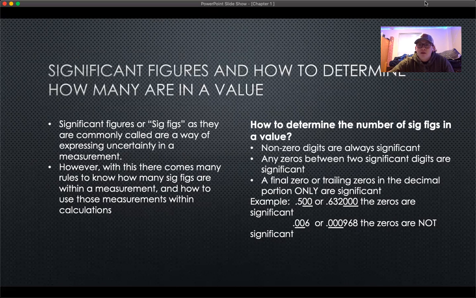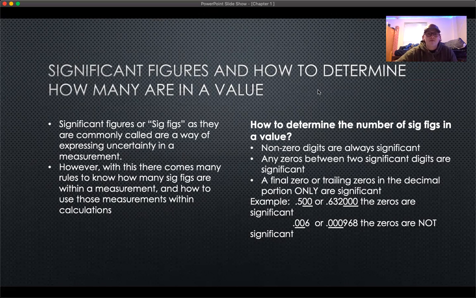Now, another tricky thing is significant figures and how to determine how many are in a specific value. Significant figures, or sig figs, as they are commonly called, are a way of expressing the uncertainty within a measurement. However, with this, there come many rules to know how many sig figs are within a measurement and how to use those measurements within calculations. So how do you determine the number of sig figs in a value? Non-zero digits are always going to be significant. No matter what, as long as it's not a zero, it's always considered significant.